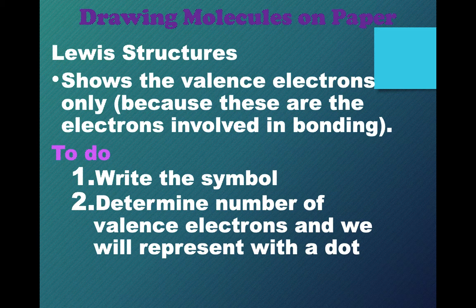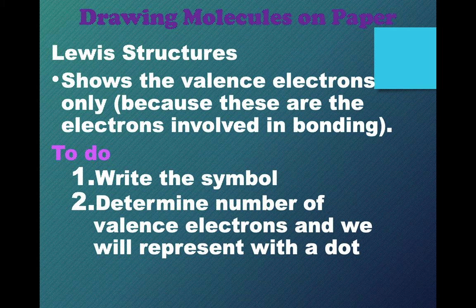So to draw a Lewis structure for an element, step number one is you write the symbol. So you're looking on the periodic table to find the symbol of that element. And then you determine the number of valence electrons for that element, and we use a dot to represent each electron. Now you might be thinking, well, how do we figure out how many valence electrons something has? Well, I'm glad you asked that question.